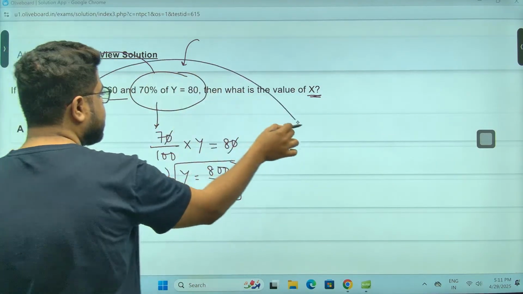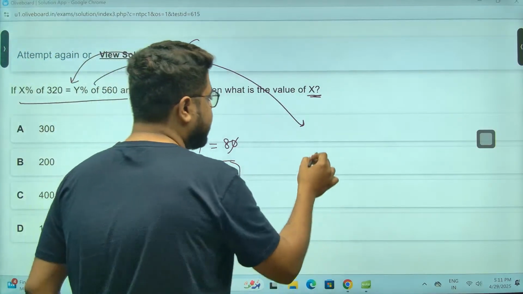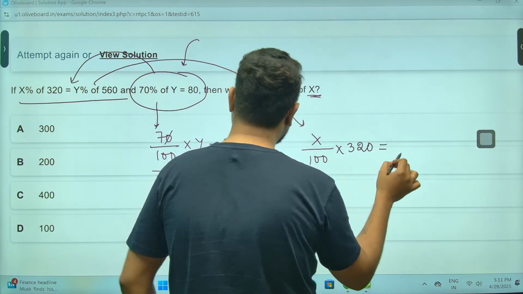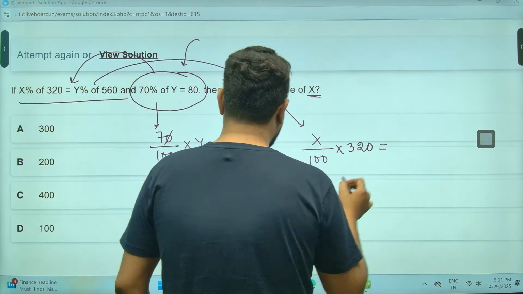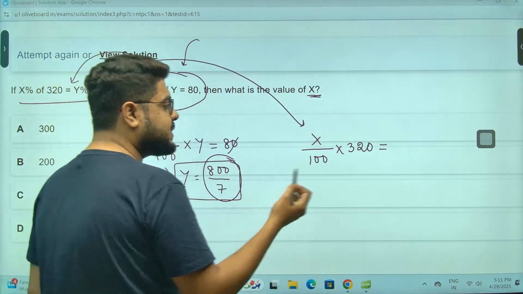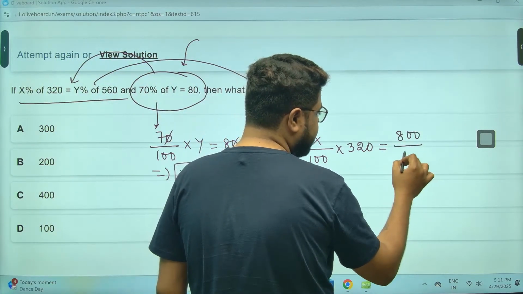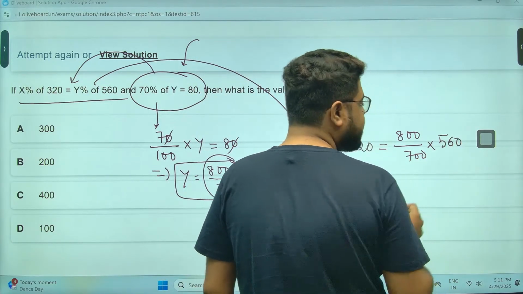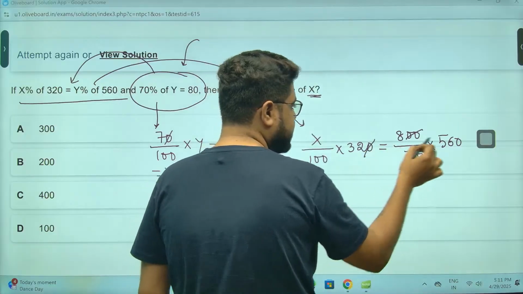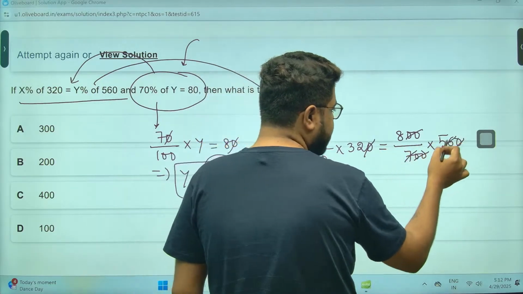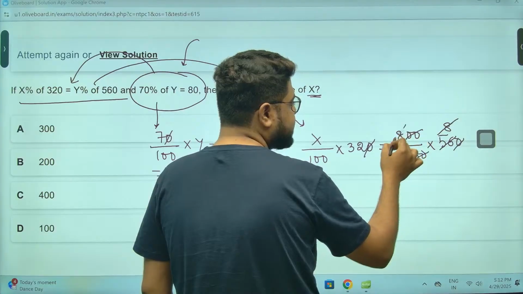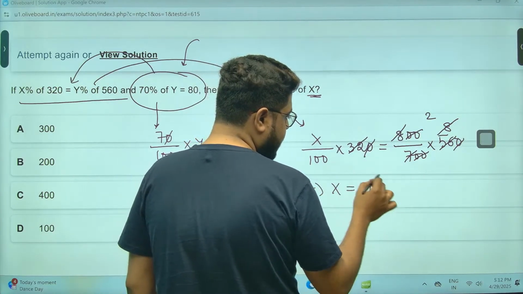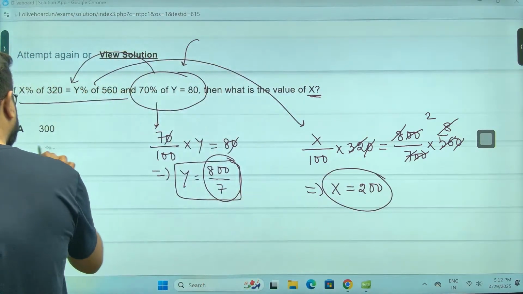Again, from this relation, I can say X percent of 320, X by 100 into 320, is equal to Y percent of 560. Y means 800 by 7. Percent means by 100. So 800 by 700 into 560. The zeros are gone. 7 8s are 56, 8 8s are 64, 32 2s. So X is coming out as 200, option number B.